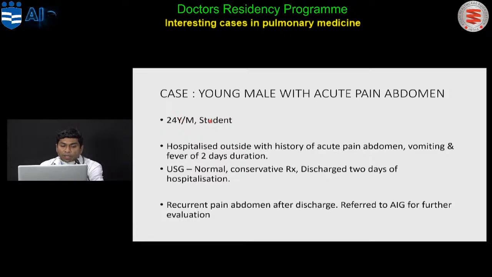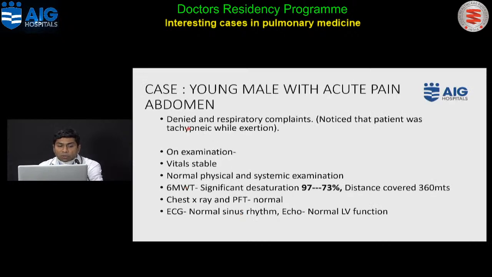A 24-year-old male patient who was studying, I think, BCom, presented with a history of acute abdominal pain, vomiting and fever of 2 days duration. The ultrasound abdomen was normal, and conservative treatment with proton pump inhibitors and painkillers was given, and the patient was discharged. In view of recurrent abdominal pain after the discharge, he came to AIG for further evaluation. When he came in, there were no respiratory complaints, but we noticed that the patient was slightly tachypneic while exerting, while walking into the outpatient room.